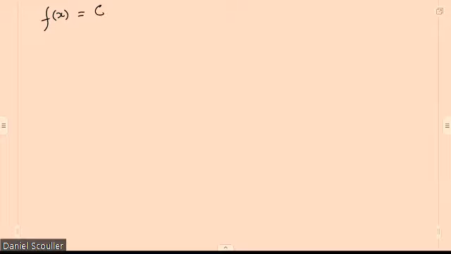Same function. Okay, but this time we're going to do output questions. Okay, that's an output question. So, what value of x gives us the answer 8?